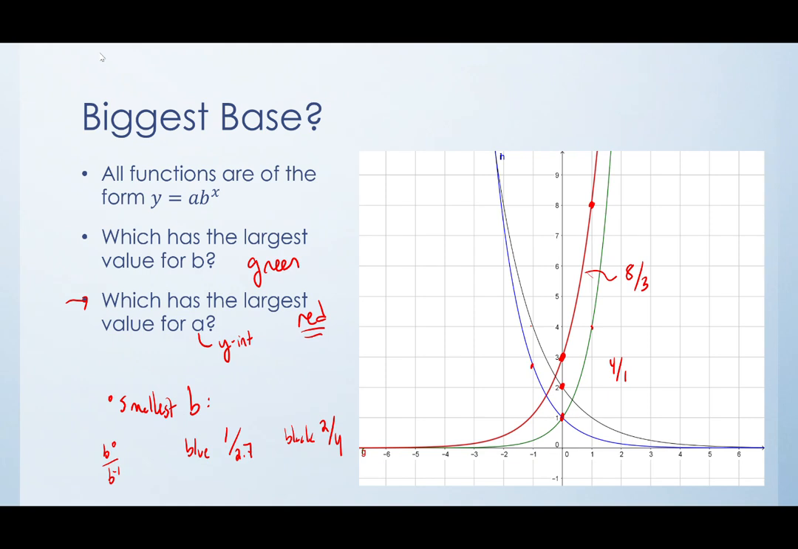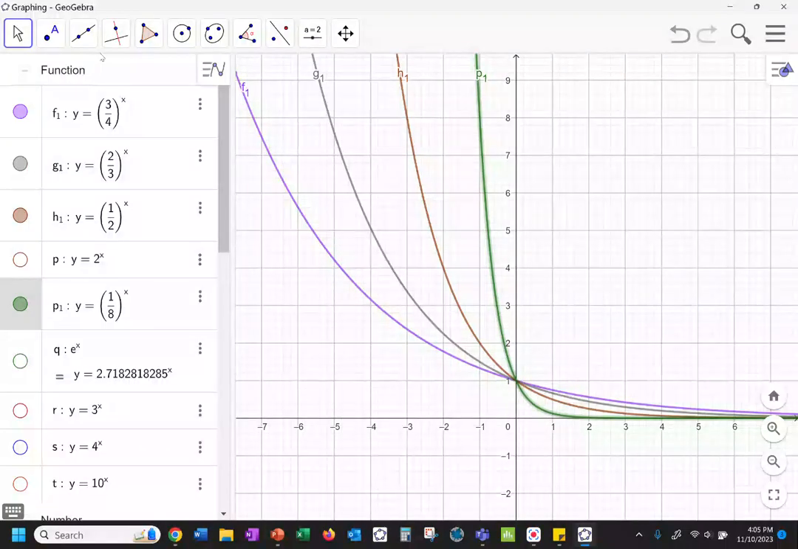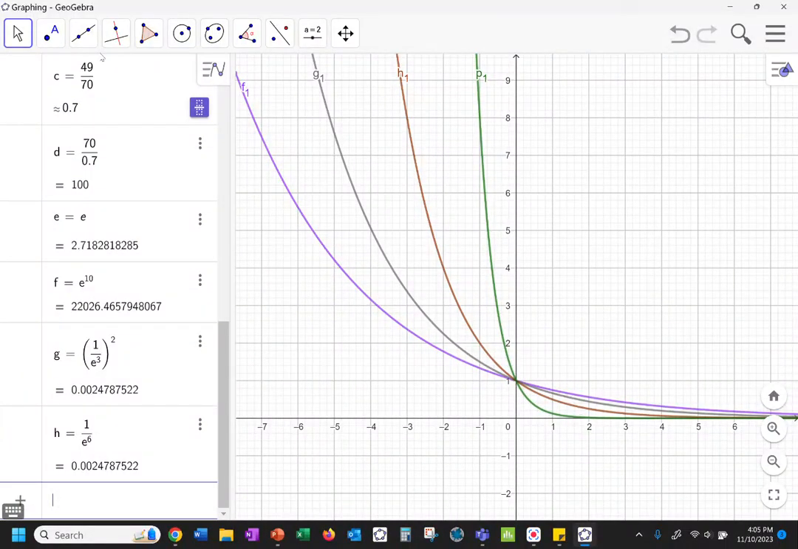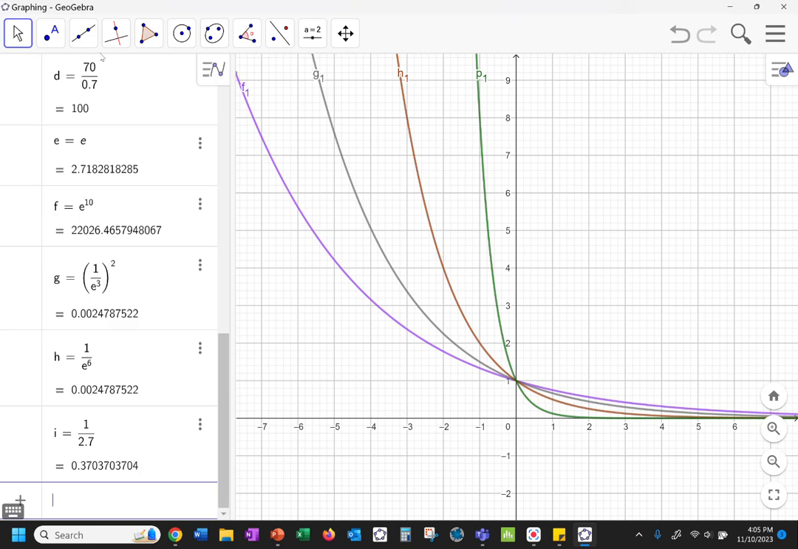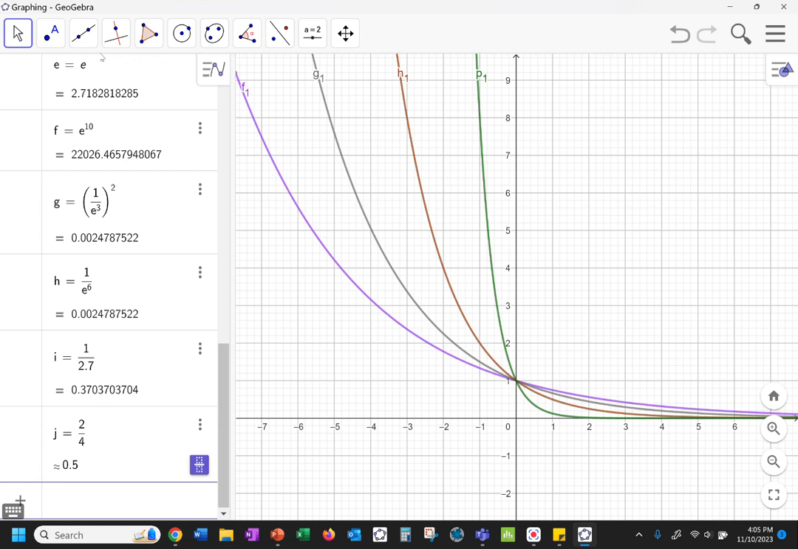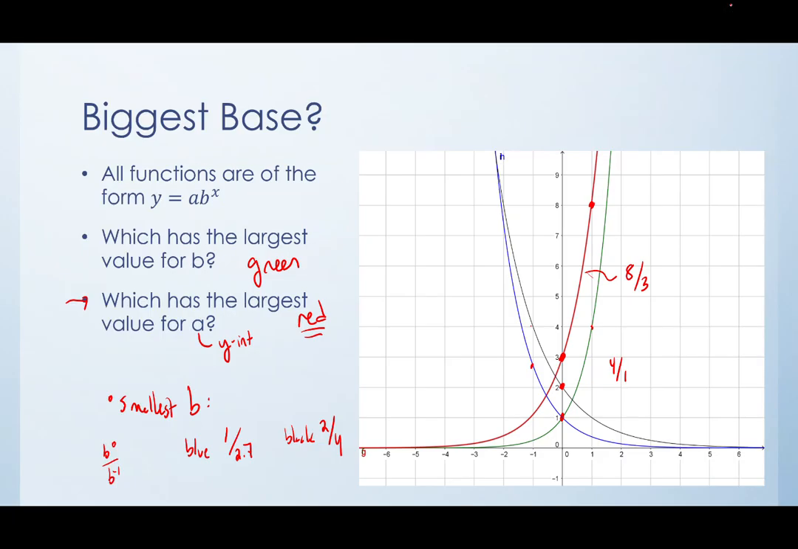Each one of these ratios is going to be our value for b. So 1 over 2.7 is about 0.37 versus 2 over 4, which is 0.5. So which one has the smaller b? It was the 1 over 2.7, which is our blue.